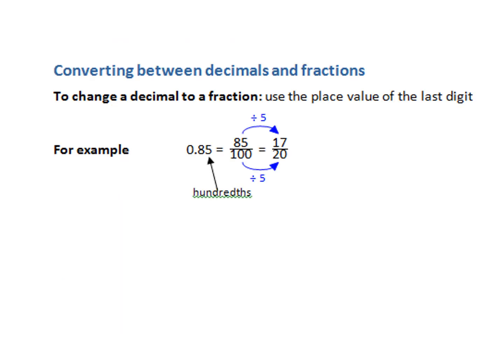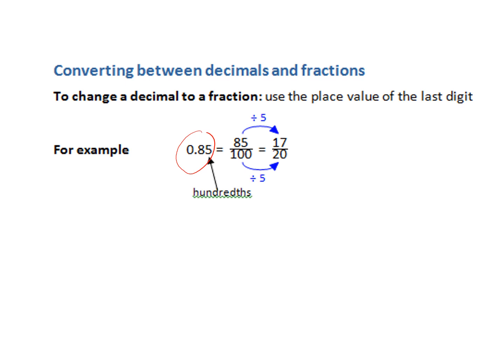So this time you've already got your decimal here, and we're going to change it into a fraction. So say I've got 0.85. I want to change it into a fraction. So all I need to do is do 85 divided by 100, which also gives you the same number.